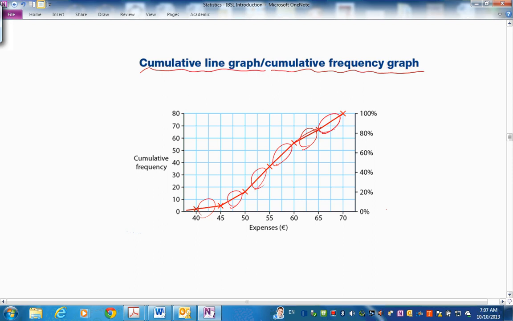We would draw a curve like this. And as you must realise here, you can't ever go down. If there's nothing in a group, you might go flat, but you can't go down, because you're adding up all those in the previous group plus the next group.